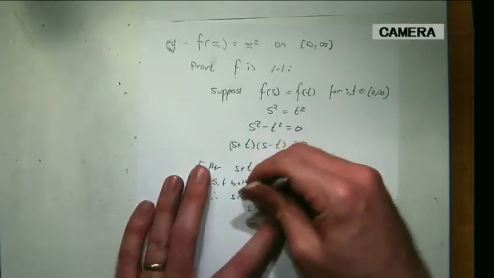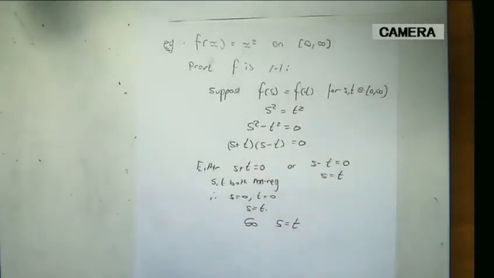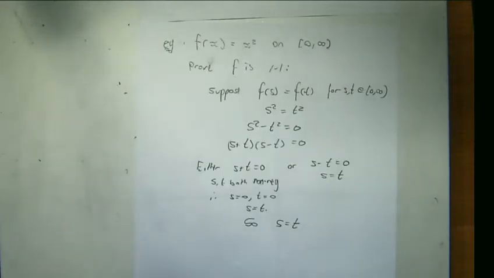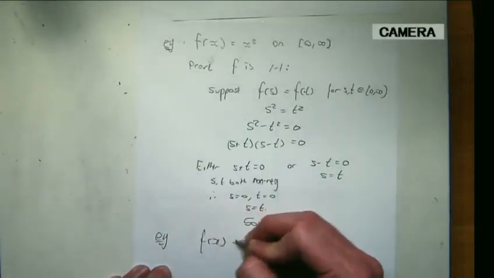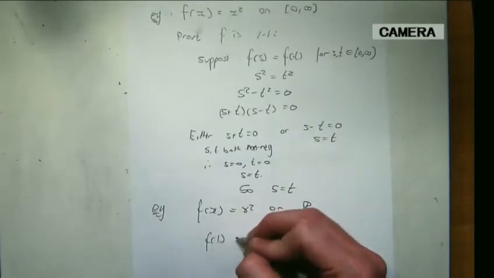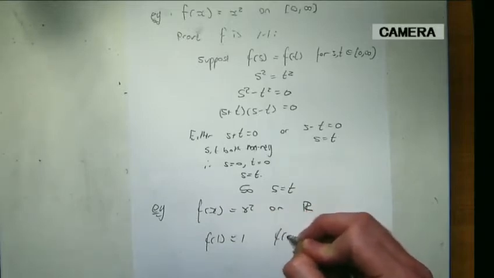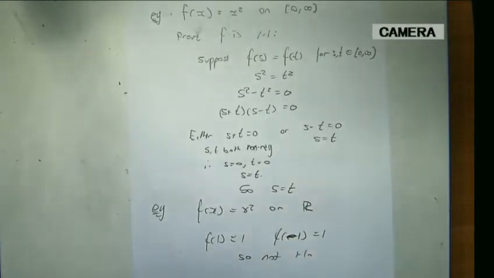So both non-negative. And that's proving that things are one-to-one. Yep. It wouldn't have been one-to-one if the domain had been, let's just do it, e.g. f of x equals x squared on the whole of R, then you could go f of 1 equals 1, f of minus 1 equals 1, so not one-to-one. And that would be enough.